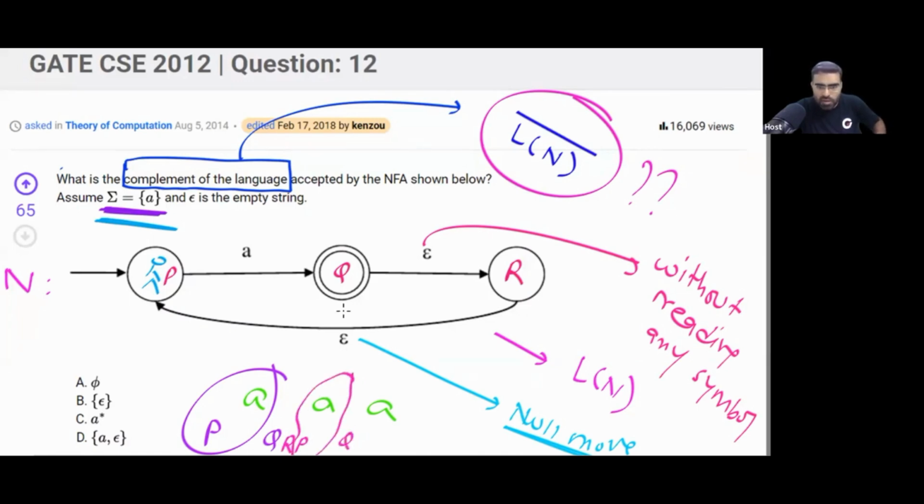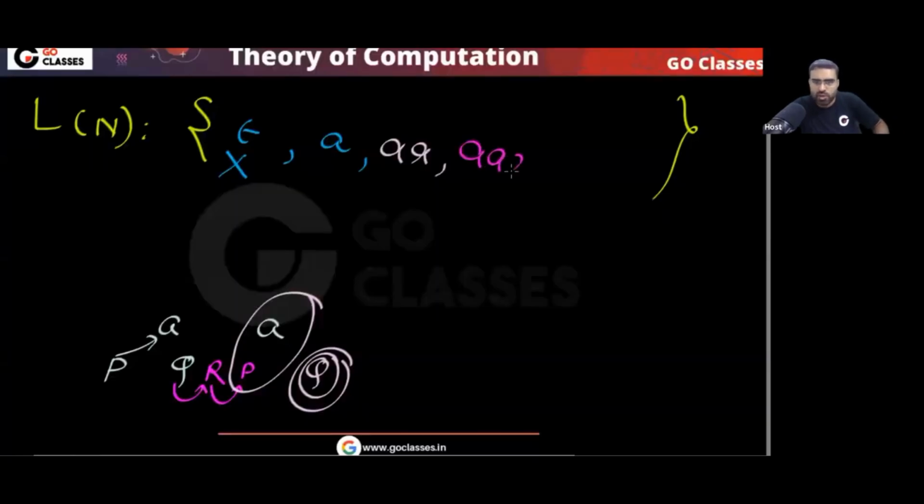Again, from this Q, for free, you can go to P, or to R, and from this R, for free, you can go to P. So you can go like this. Then finally, here you can go to the final state. So this is also accepted. I can say this triple A is also accepted. Similarly, four A's also will be accepted, and so on.